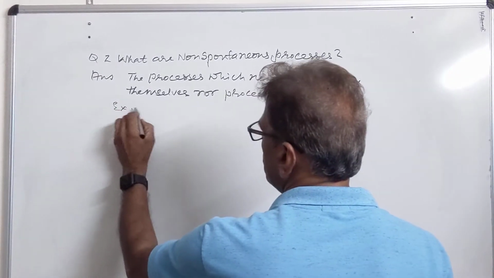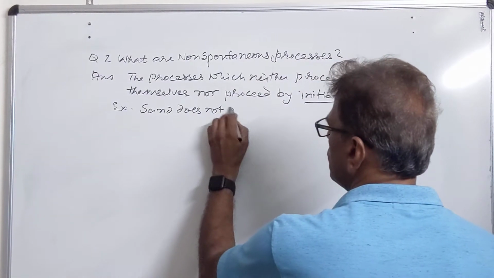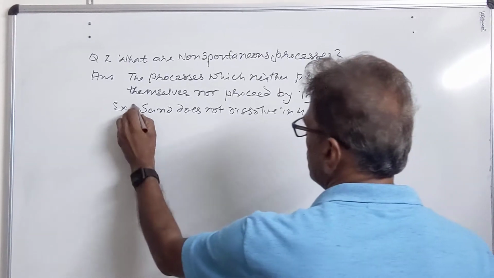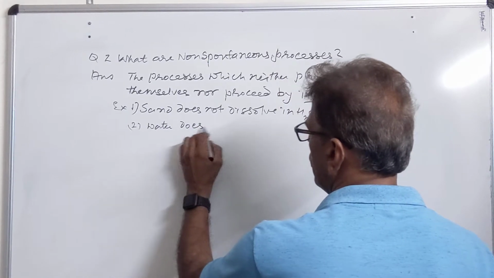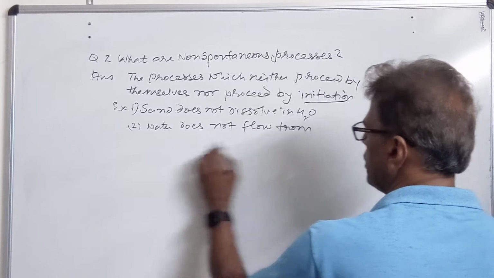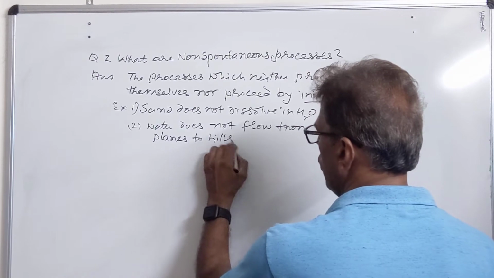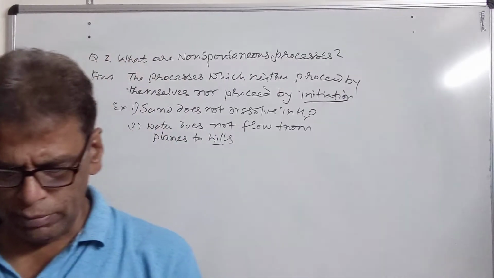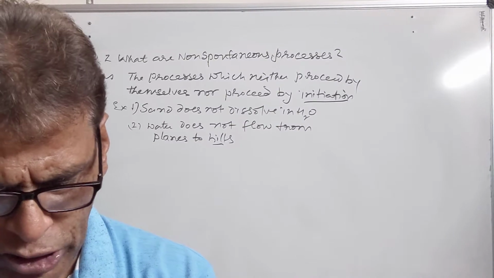For example, sand does not dissolve in water. This is a non-spontaneous process. Water does not flow from plains to hills. This is a non-spontaneous process. So such processes which neither proceed by themselves nor proceed on initiation are called non-spontaneous processes.